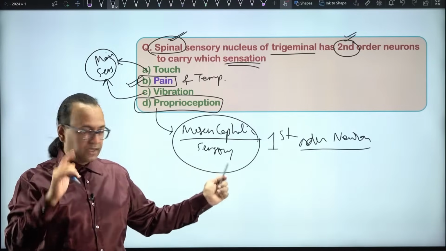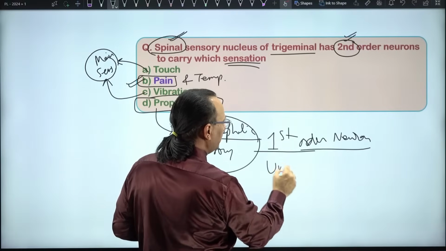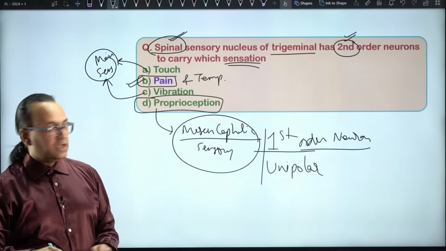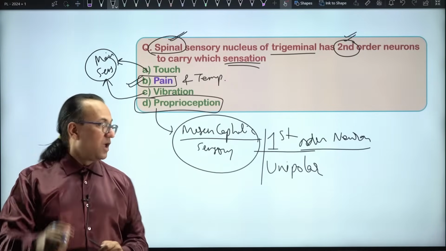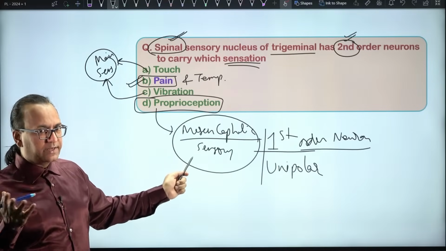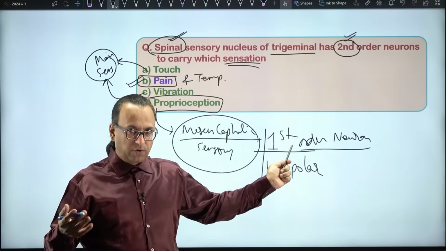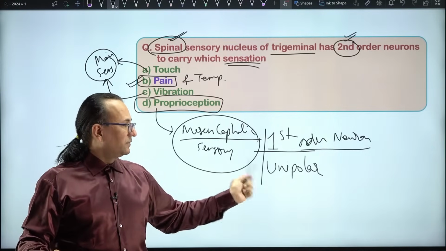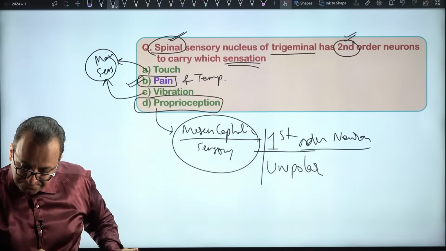One more question can come. The mesencephalic sensory nucleus of the trigeminal has unipolar neurons. Normally, the sensory neurons are pseudo-unipolar. The other nuclei of the trigeminal have pseudo-unipolar neurons in the trigeminal ganglion. But the mesencephalic sensory nucleus is special for many reasons. One, it does not have a second order neuron, it has a first order neuron. The other point, it is unipolar in character. There are some other findings also, but here we will keep our answer as choice number B.